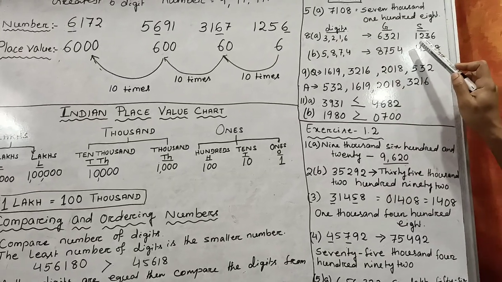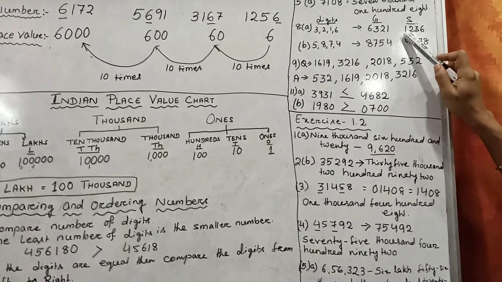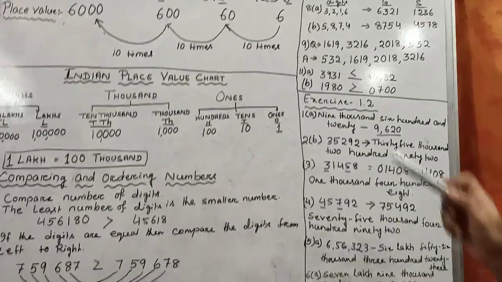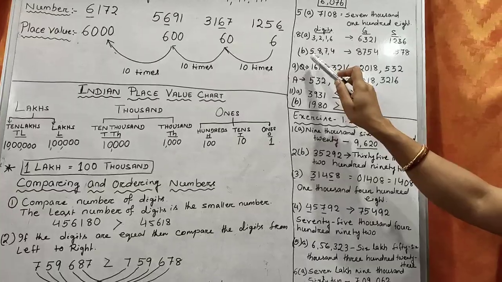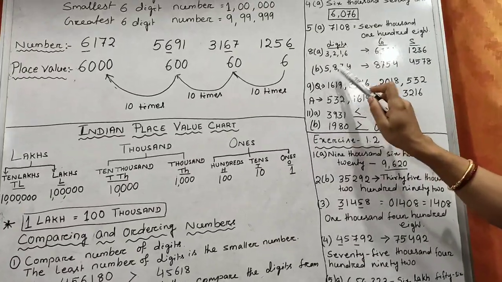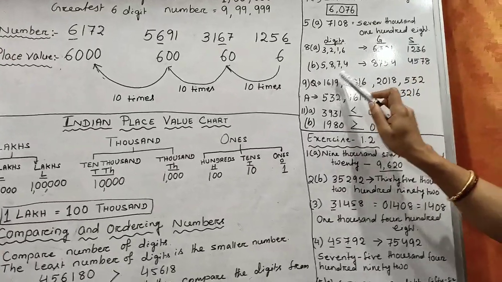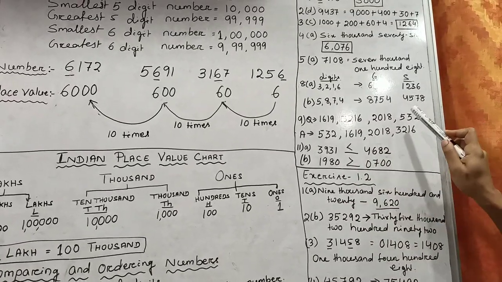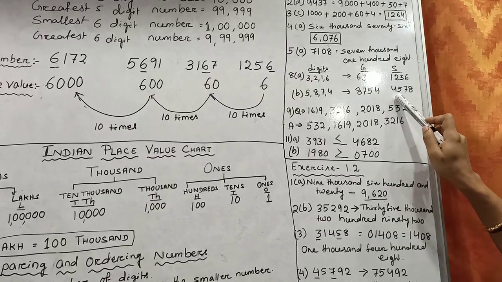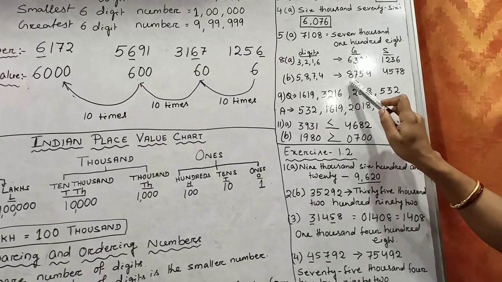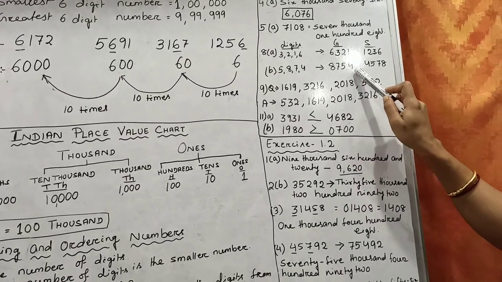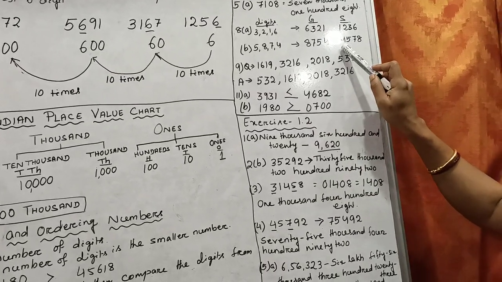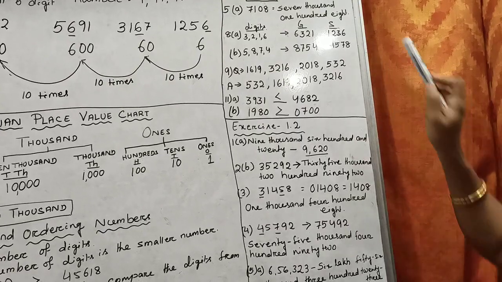The smallest number is 1236. One more question I have done. Question number 8b. Here also 5 digits are given: 5874. So the greatest number is 8754. The smallest number is 4578. These digits you have to write in decreasing order for the greatest number. For the smallest number you have to write all the digits in increasing order.